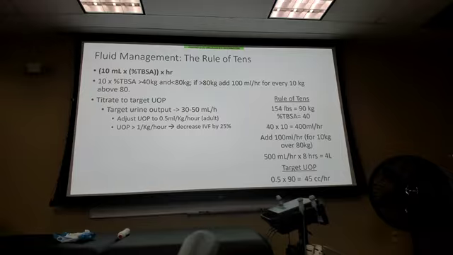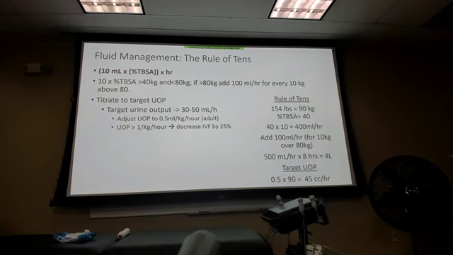So say we have 90 kilograms. So 400, because he's 10 kilograms over that 80, we have to add another 100 milliliters per hour. So now he's at 500 milliliters per hour times 8 hours, which is now 4 liters in that 8 hours. I don't like this one, but I still have to teach it to you.